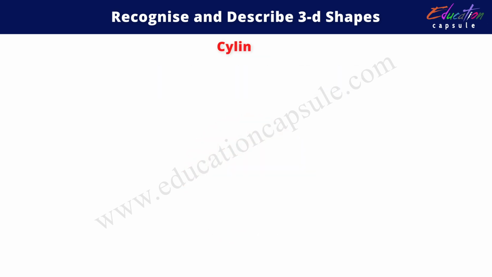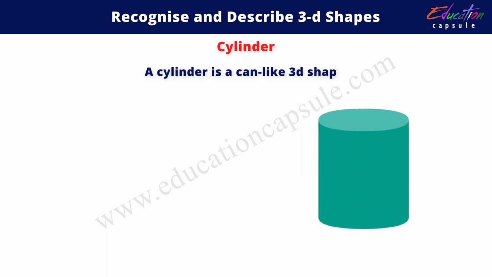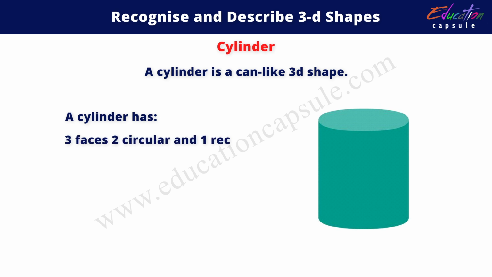Next is a cylinder. A cylinder is a can-like 3D shape. A cylinder has 3 faces, out of which 2 are circular and 1 rectangular. It has 2 curved edges.